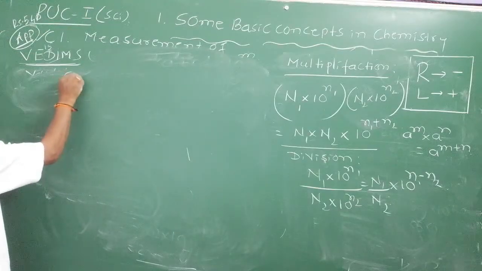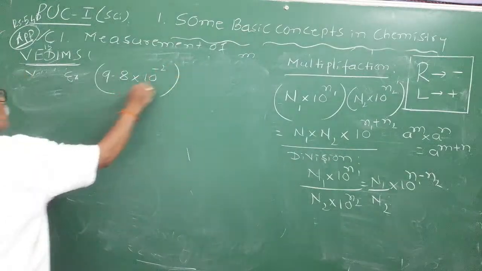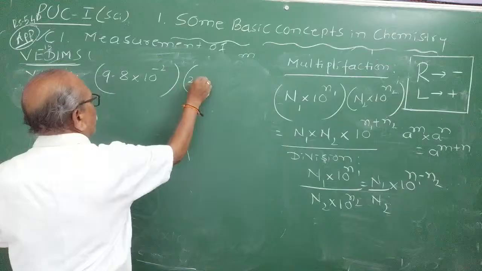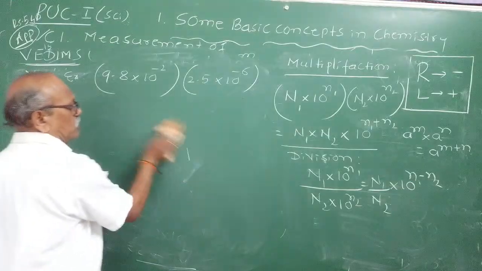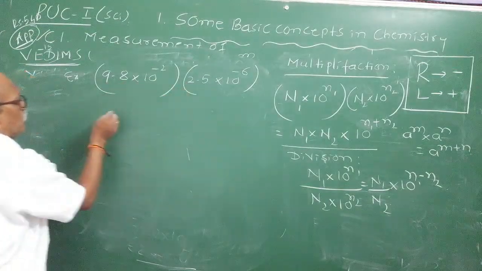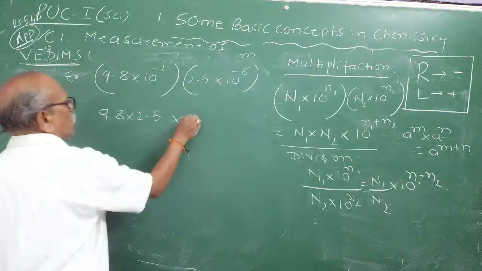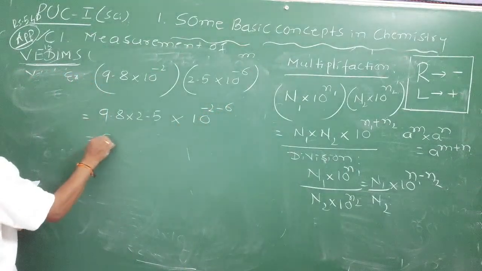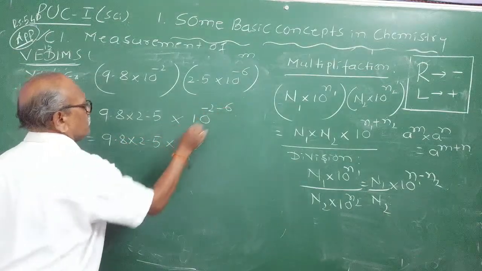Try this example. 9.8 into 10 raised to -2, into, generally brackets are considered as into in mathematics, 2.5 into 10 raised to -6. Remember to do multiplication, right? I'll give you the trick now. You have to multiply 9.8 into 2.5, and 10 raised to -2 into 10 raised to -6. You will get the answer as 9.8 into 2.5 into 10 raised to -2 -6, which is -8.